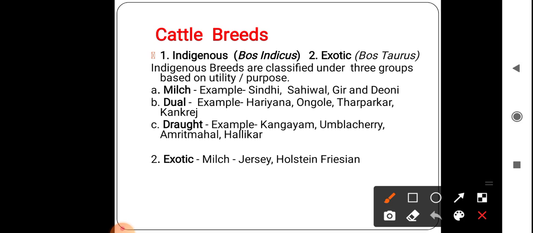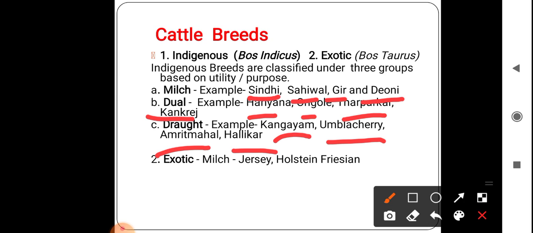So under milch cattle, the main breeds are Sindhi, Sahiwal, Gir, and Devni. Please remember these names. They are milch type indigenous cattle breeds. Then dual purpose: Haryana, Ongole, Tharparkar, and Kankraj. These are dual purpose cattle breeds in the indigenous category. Again, the draught category cattle are Kangayam, Amblacheri, Amrit Mahal, and Halikar.